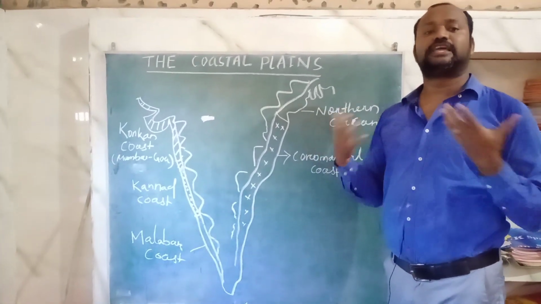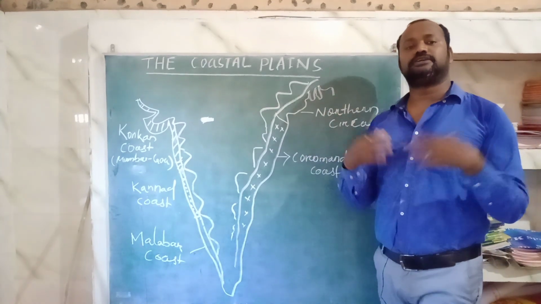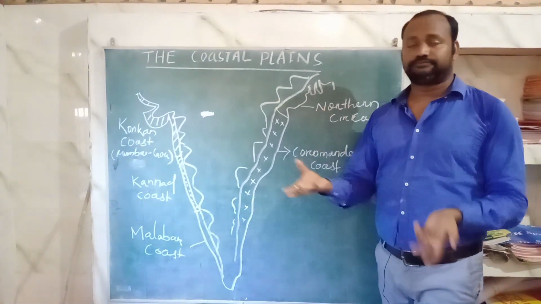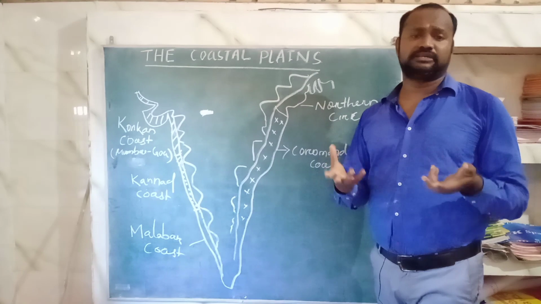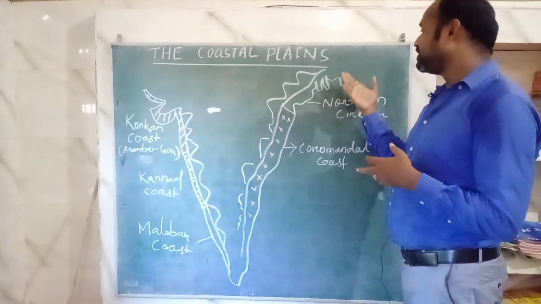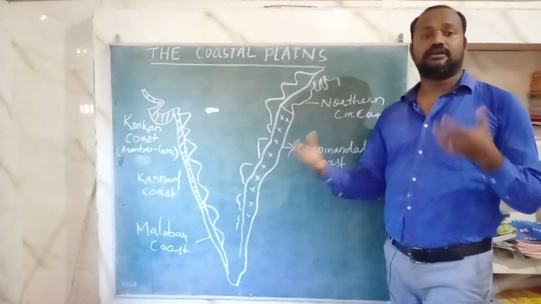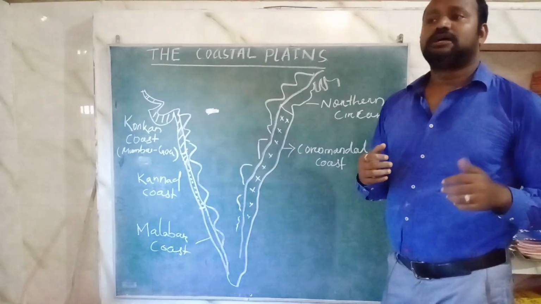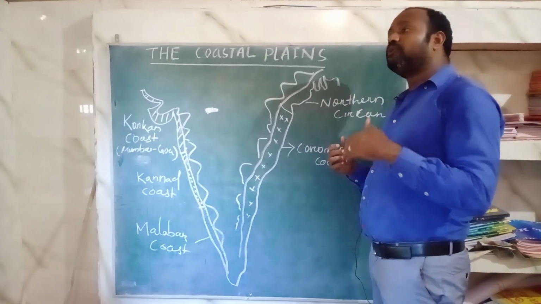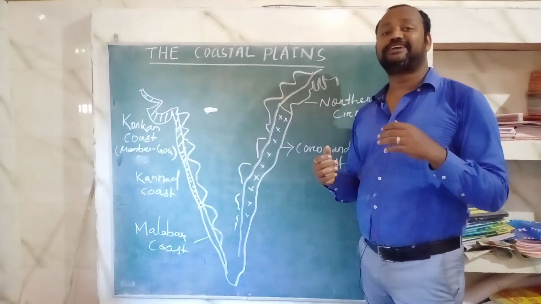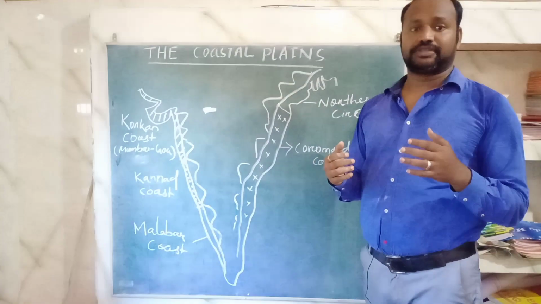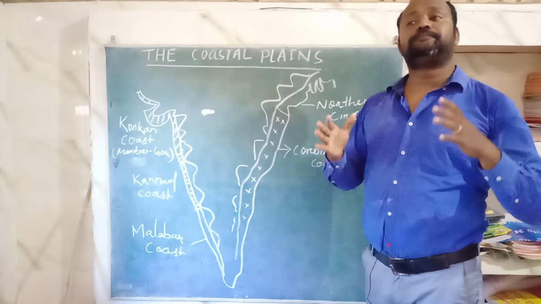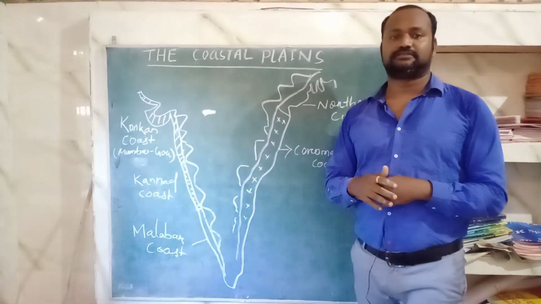East flowing rivers like Mahanadi, Krishna, Kaveri, Godavari, Brahmani, Vaitarani, all these rivers form the eastern coastal plain due to the depositional work of all these rivers. As we know, more rivers flow through the Eastern Ghat. That's why it is bigger compared to the Western Ghat.